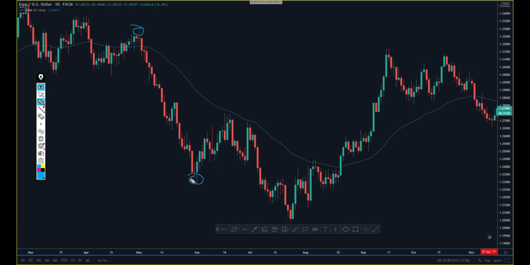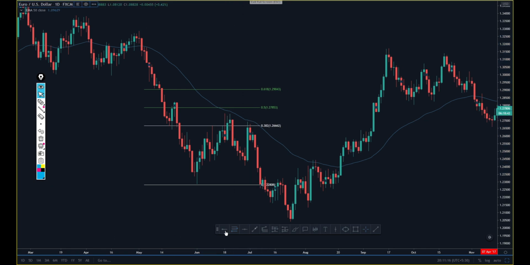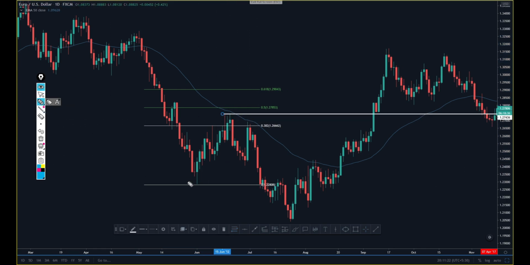And now you can see this pullback which satisfies both our conditions. Now we are going to mark our lower high with a horizontal line, and we can see the price broke lower. So the trend will be down until it breaks this level.